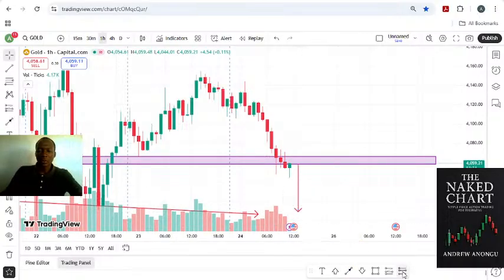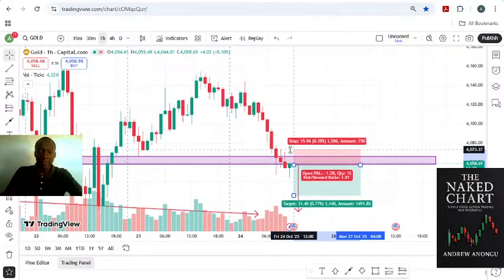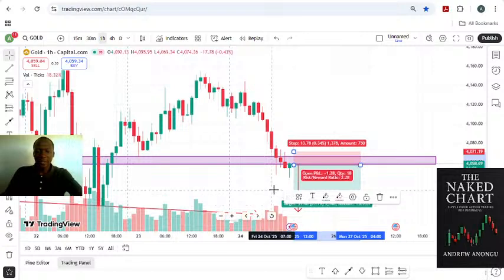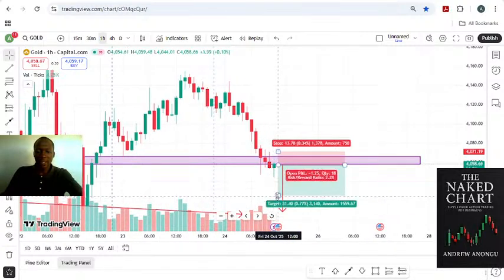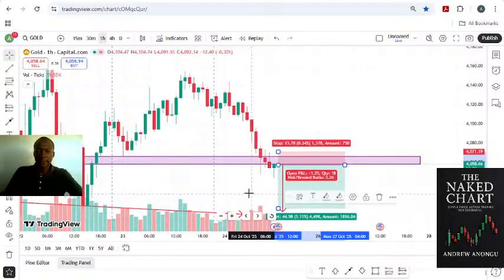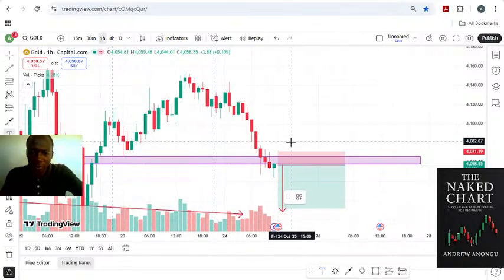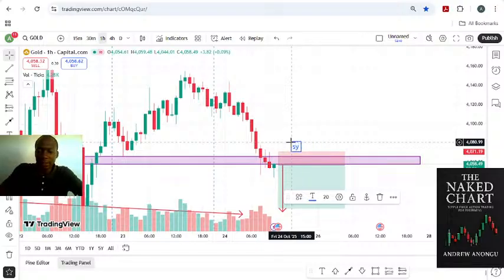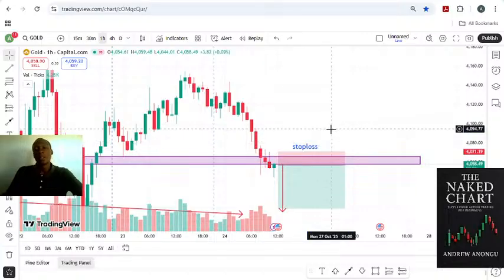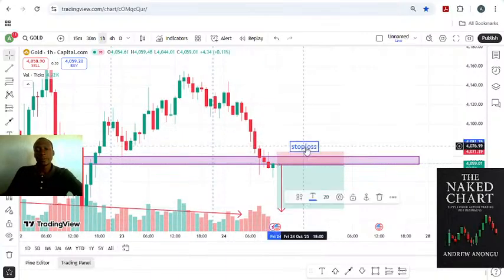So this is how your trade setup should look like. If you have any question, as I said, drop it in the live chat and I'll break it down and answer your question immediately. So this is how your trade setup should look like, with your stop loss above the retest level like this. This is where your safest stop loss is going to be.